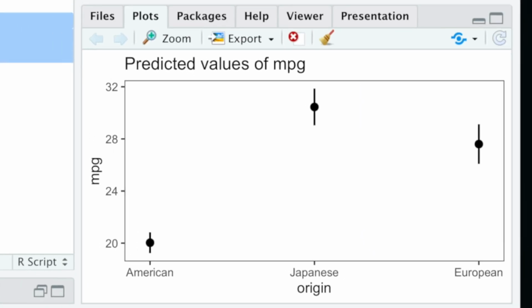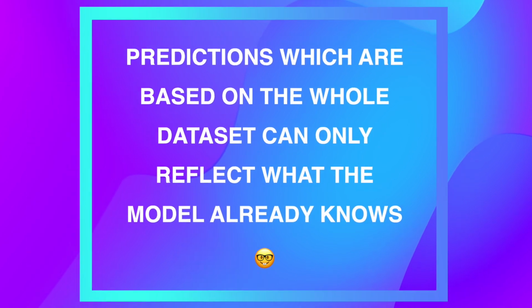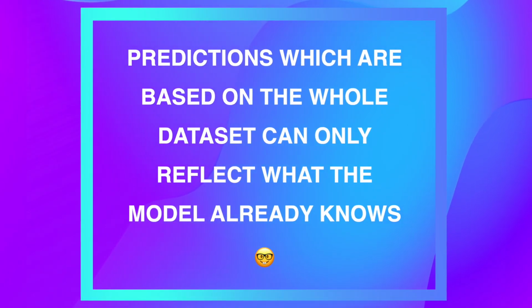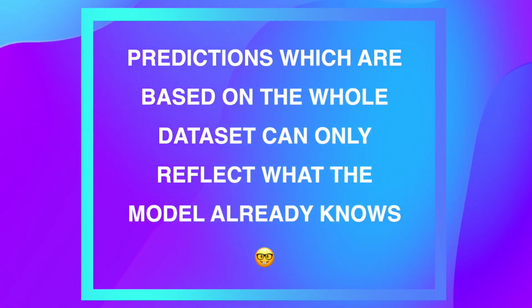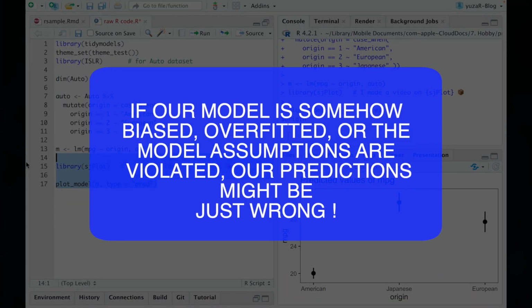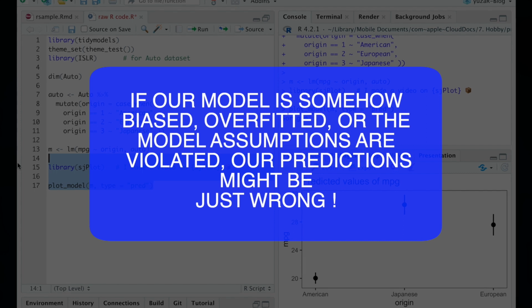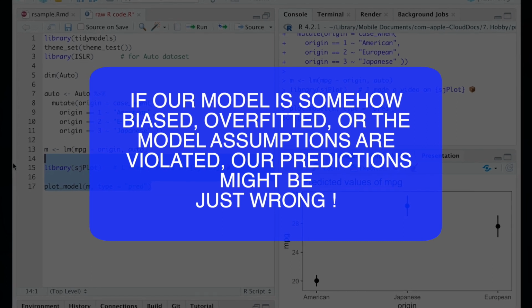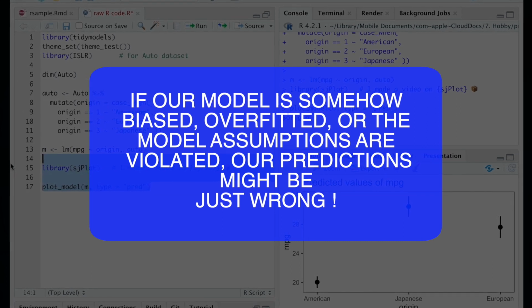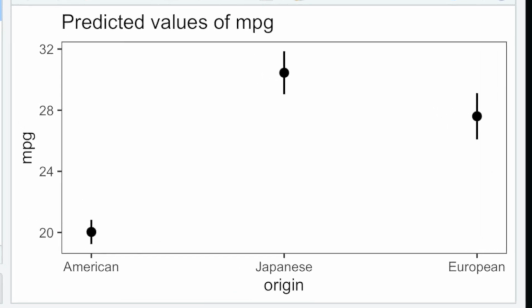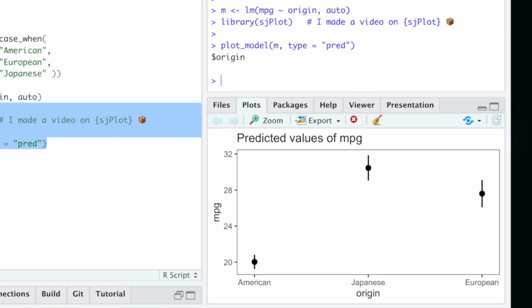However, we can't fully trust those predictions yet, because predictions which are based on the whole dataset can only reflect what the model already knows. While if our model is somehow biased, overfitted, or the model assumptions are violated, our predictions might be just wrong. So, we need to somehow test the quality of those predictions.